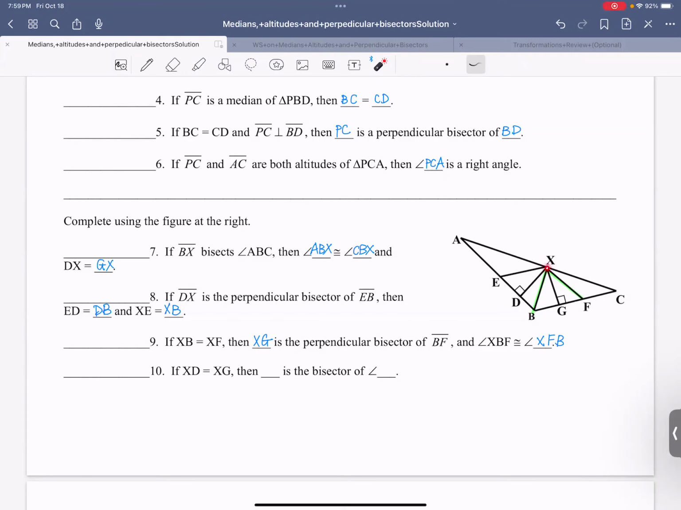XD. If XD is congruent to XG, what's your conclusion? If you give these two lines congruent, what can you say? You still want to prove these two to be congruent. XB is the bisector of DBG. Yes. XB is the angle bisector of angle DBG.